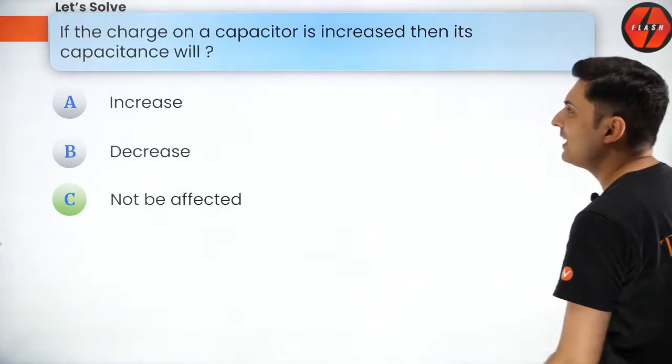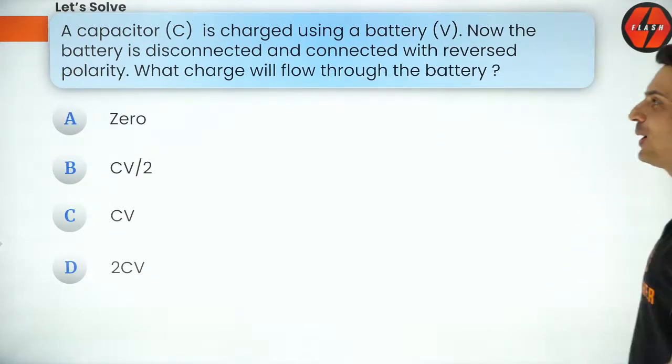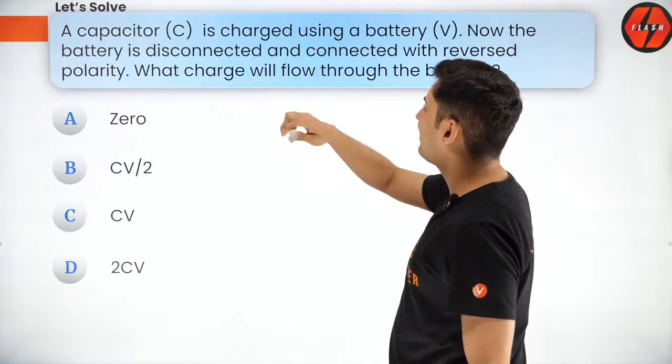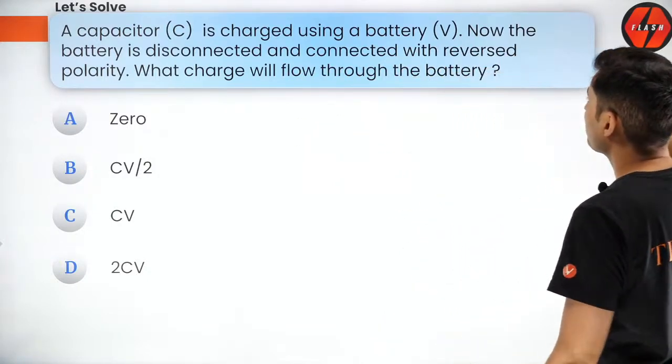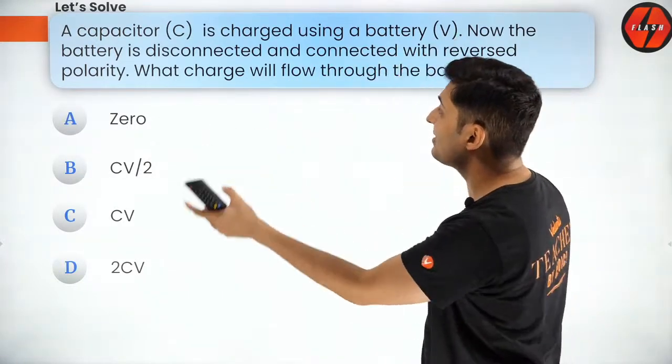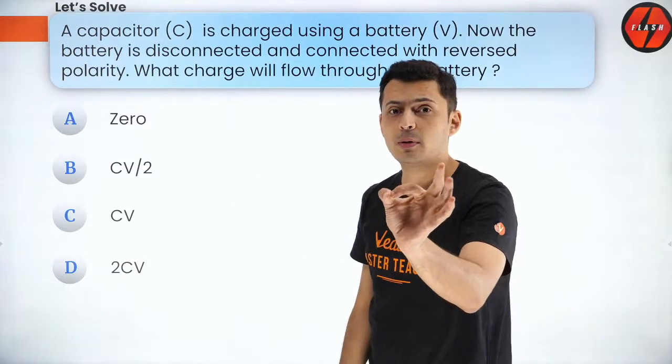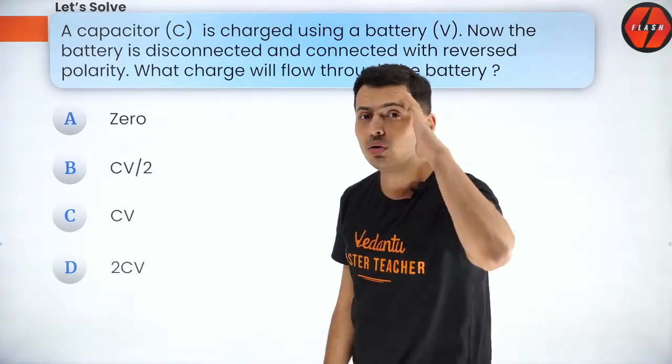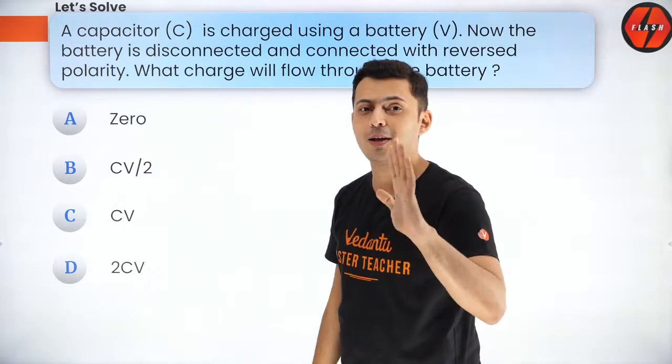So let's get going to the next question. Let's see how many of you get this. A capacitor is charged using a battery. Now the battery is disconnected. So hint for the problem, draw the diagram. Do not do it orally, you might most likely get a wrong answer.